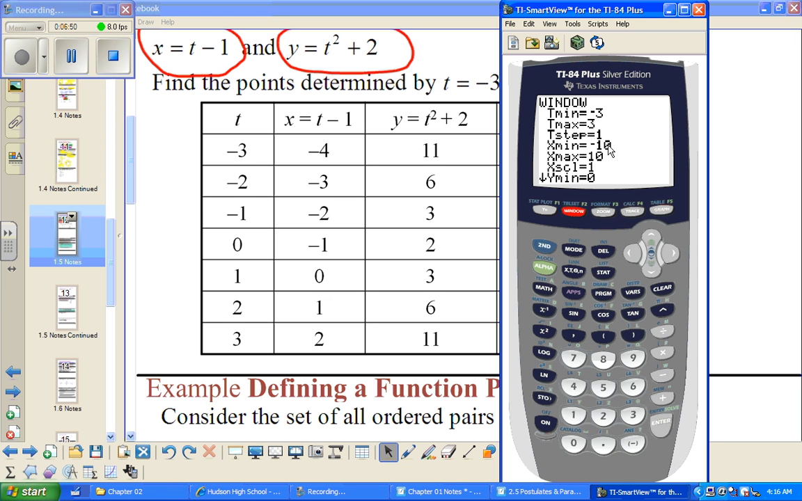That's because of the restriction on our t values. If I go back and change my T-min to negative 10, take a look at how the graph is adjusted. It kept going. If I change my window again and change the T-step to 5, now it's only going to plot every 5 T-values. It's going to look a lot different because there are just not enough data points to make an accurate graph.